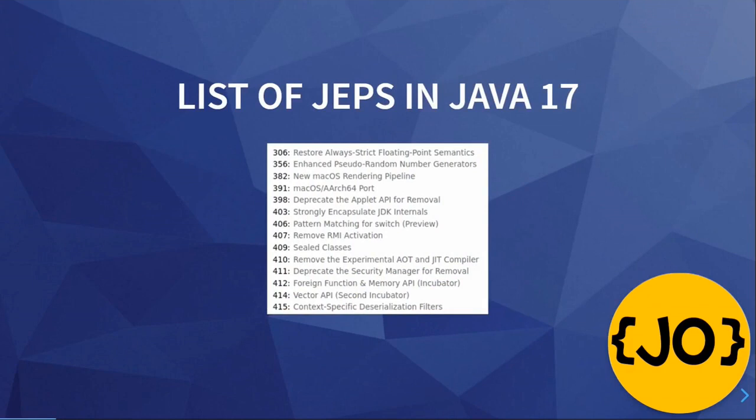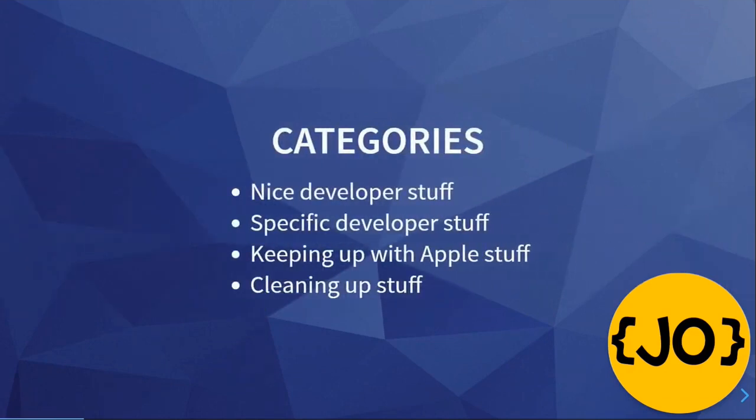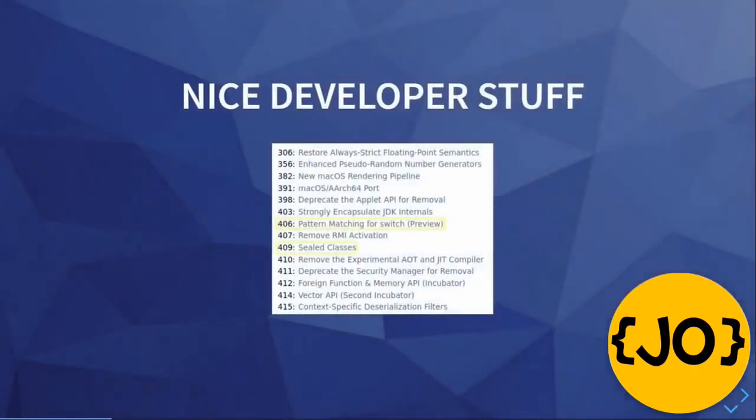But to simplify this a little bit, I have sorted all the JEPs in this version into 4 categories. So first we have some nice developer stuff. The second category is some specific developer stuff. Then we have some keeping up with Apple stuff, and the last category is cleaning up stuff, also important.